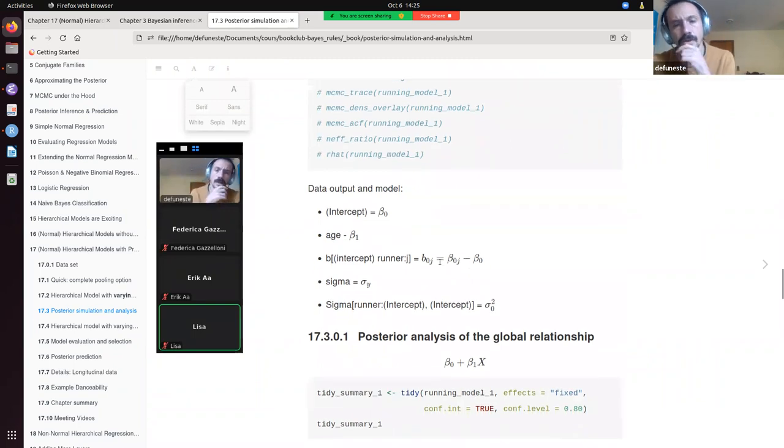Like that, maybe better. So it produces b 0 j, which is the variation between the specific intercept for a runner minus the global intercept. So you have to be careful. This is why we'll have to process the data if we want to do it. The sigma here is just the variation within group. And the sigma runner intercept is the variation of our intercepts between the runners.